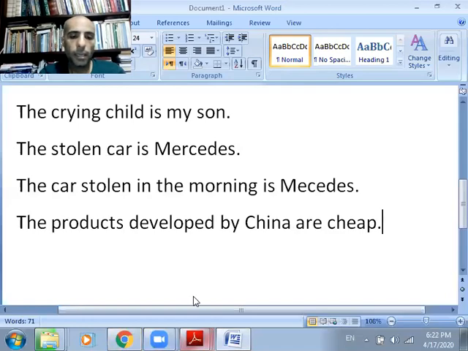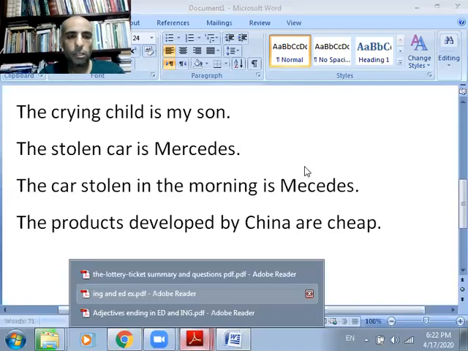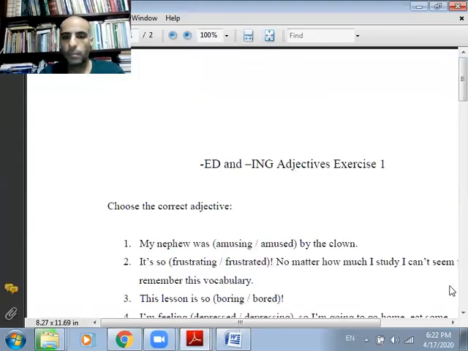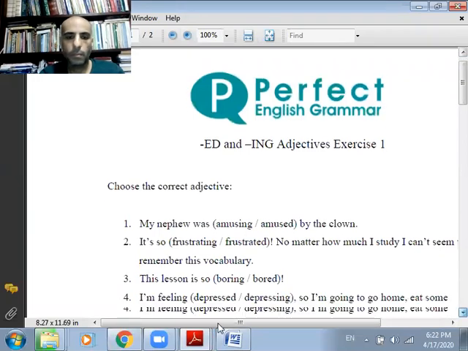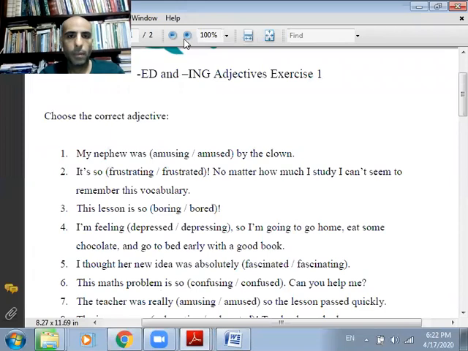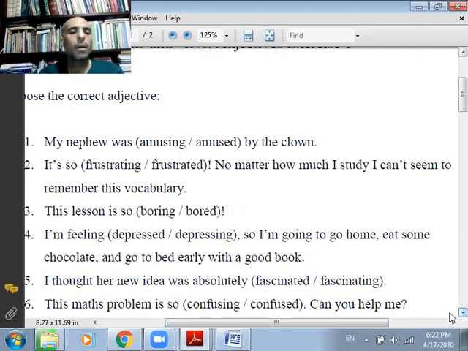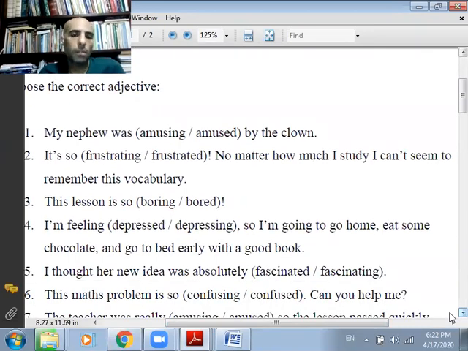تعالوا نروح على exercise بسرعه كده نشوف هنأدي فيه ازاي. Number 1. My nephew was amusing or amused by the clown? I have to ask myself a question. Was the nephew the one who amused the clown or he was affected or amused by the clown؟ طبعا واضح هنستخدم هنا ايه؟ amused. يبقى number 1 تبقى amused.